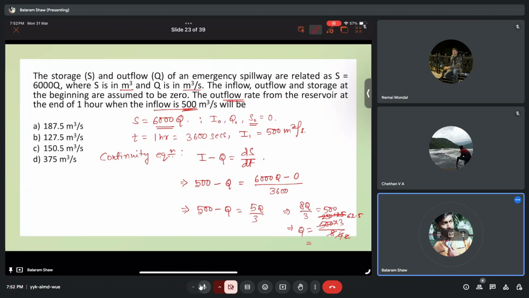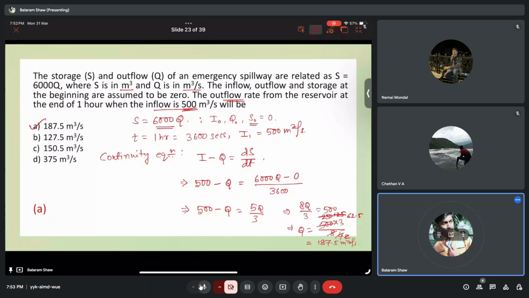So this is 7.5, I think. Yeah, so I got something as 187.5. Anyone got the same answer? So the correct answer will be A, that is 187.5 meter cubed per second.